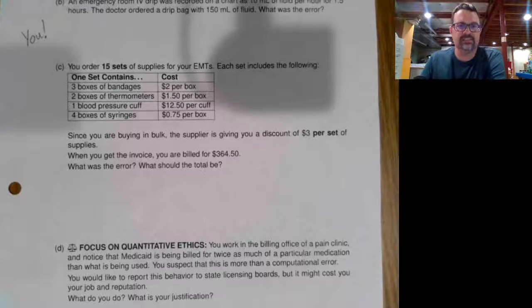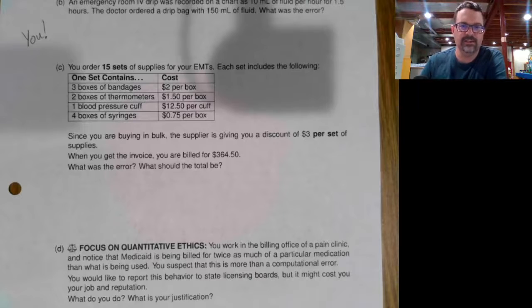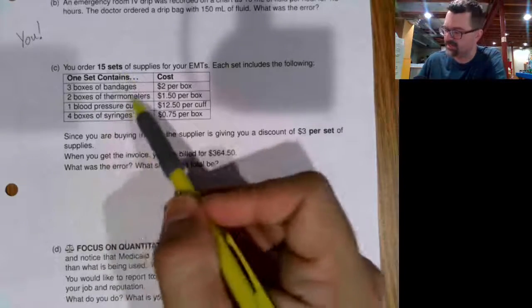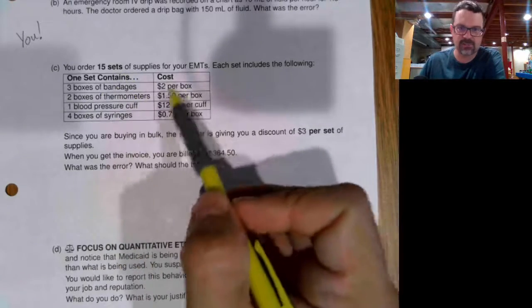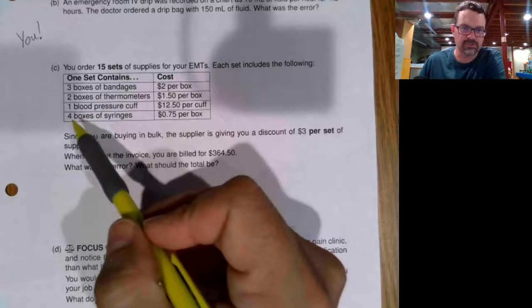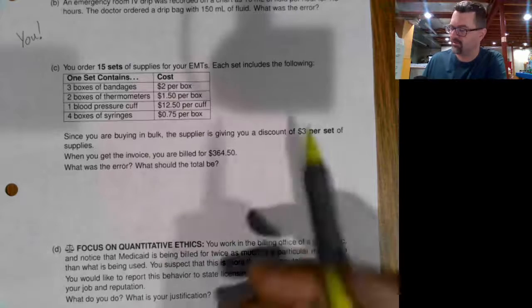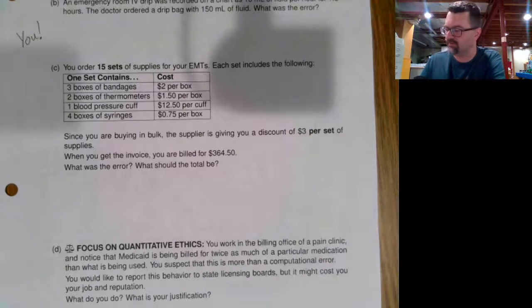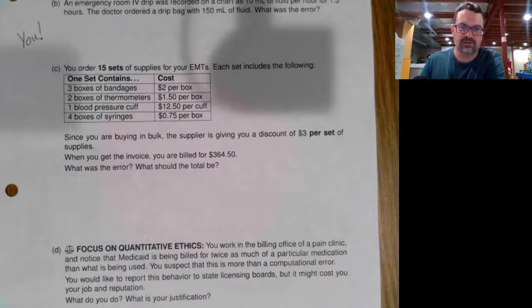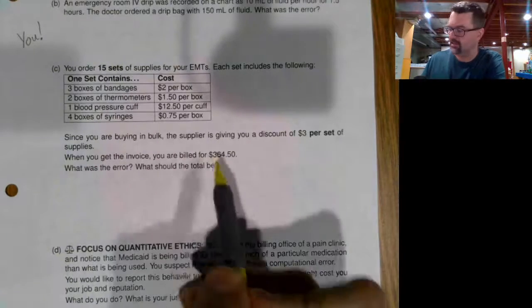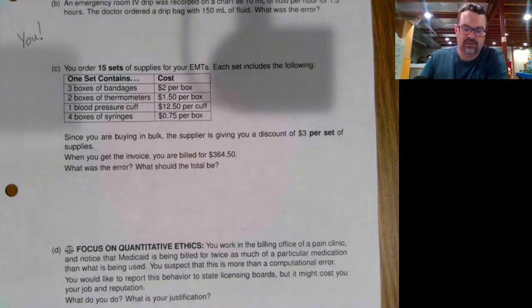Part C. So here we have supplies for EMTs. All right, we're getting a discount. So one set of supplies contains all of these things, and this is the price per item. And notice we have multiples of these items as well. And we're getting a discount of $3 off of every set. All right, and we bought 15 sets total, and this was our bill. Now, there's an error there.